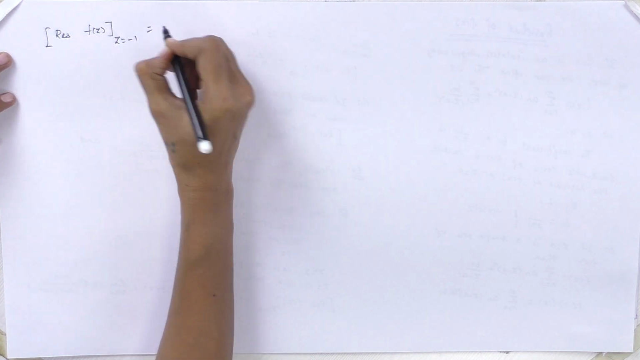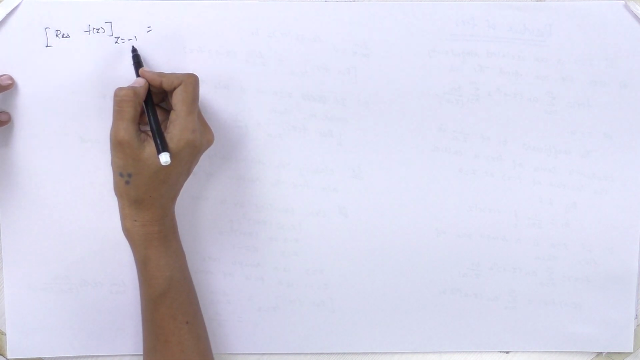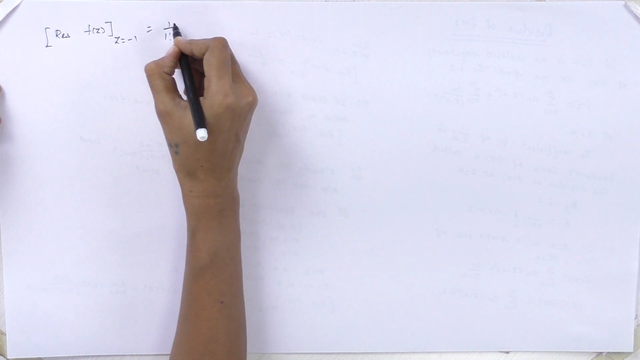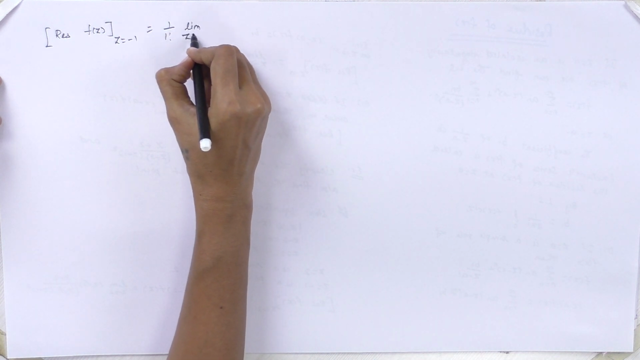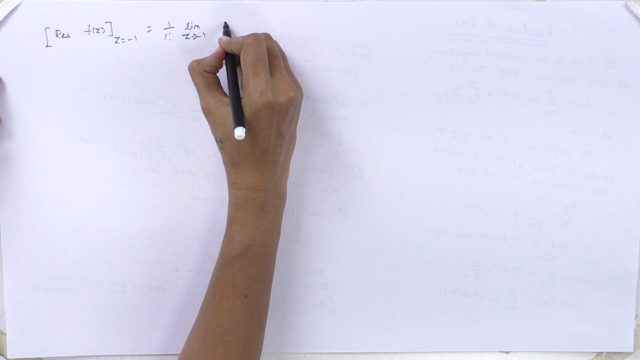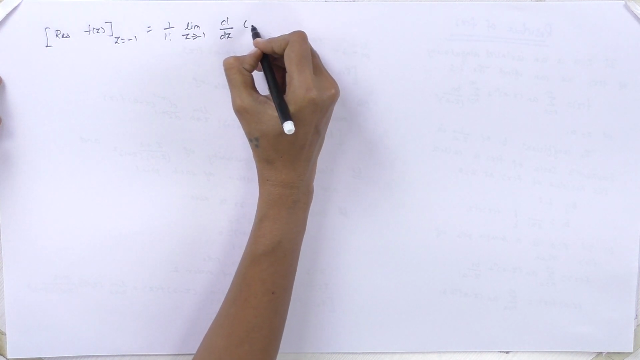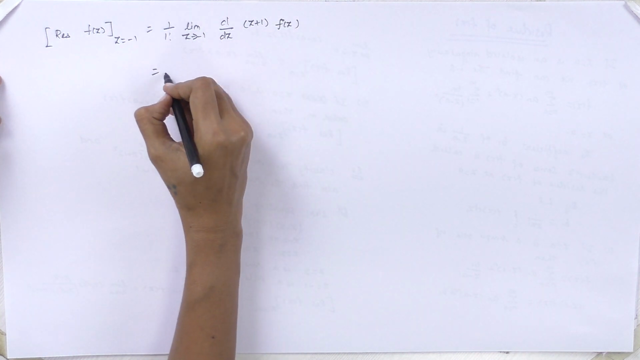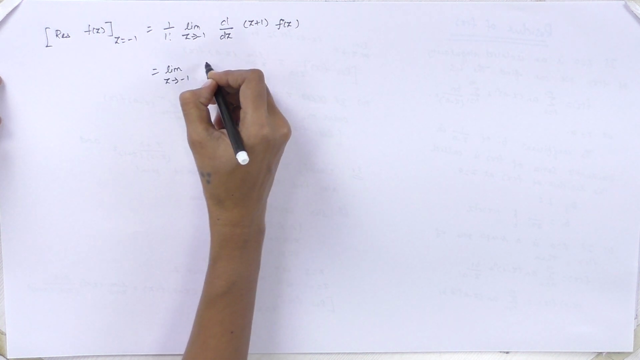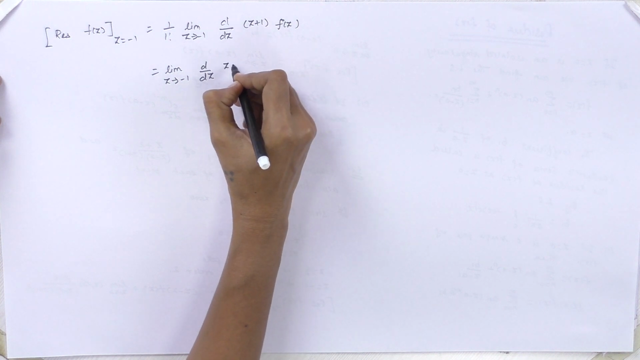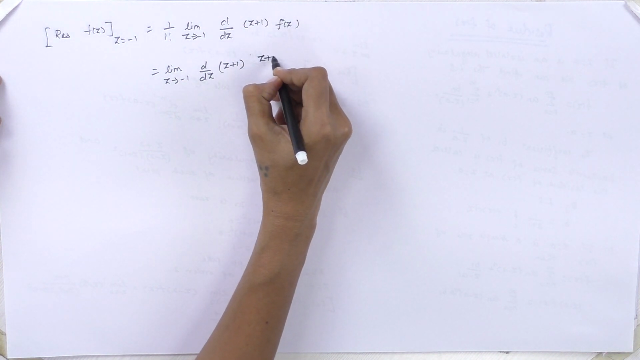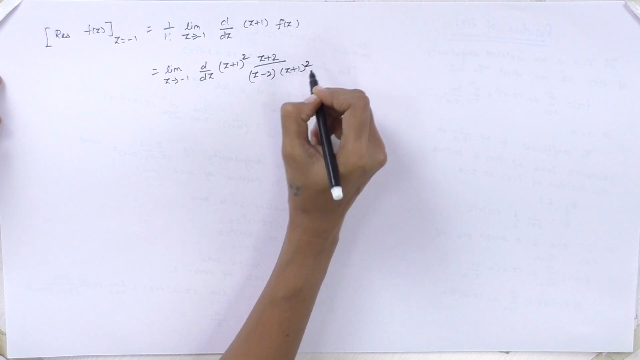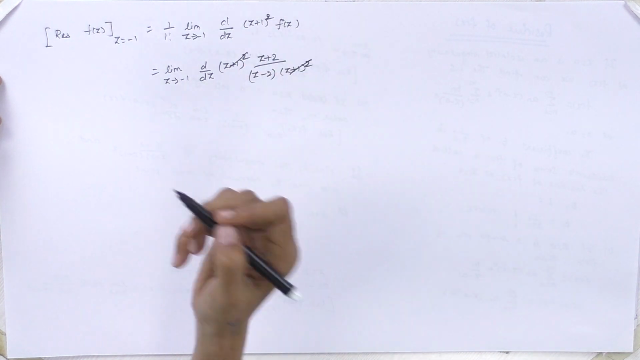Next we have to calculate the residue of the function f(z) at the point z = −1. So already we see that z = −1 is not a simple pole, it is a pole of order 2. Therefore we have to differentiate one time. So 1 by 1 factorial, limit as z approaches −1 of d by dz of (z + 1)^2 times f(z). 1 by 1 factorial is 1. So in the next step, the limit as z approaches −1 of d by dz of (z + 1)^2 f(z) is (z + 2) upon (z − 2)(z + 1)^2, times (z + 1)^2, and the (z + 1)^2 terms get cancelled.